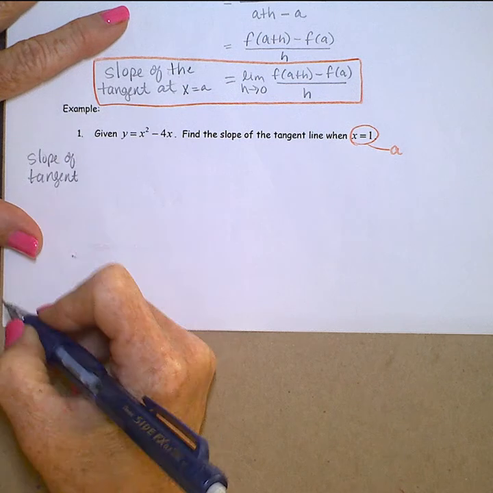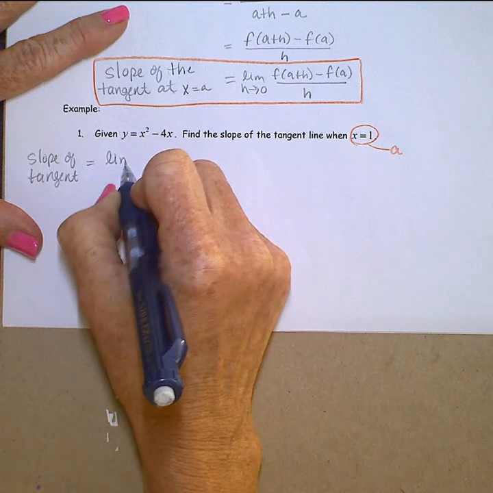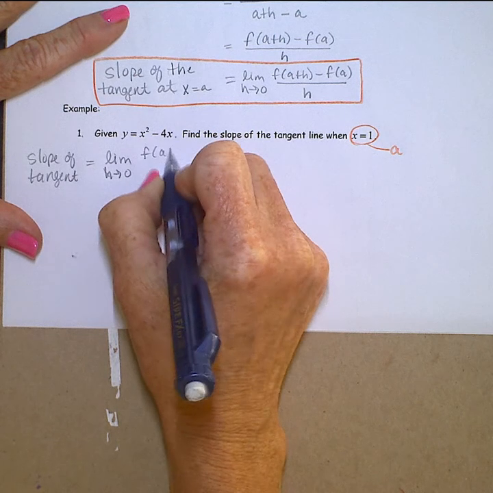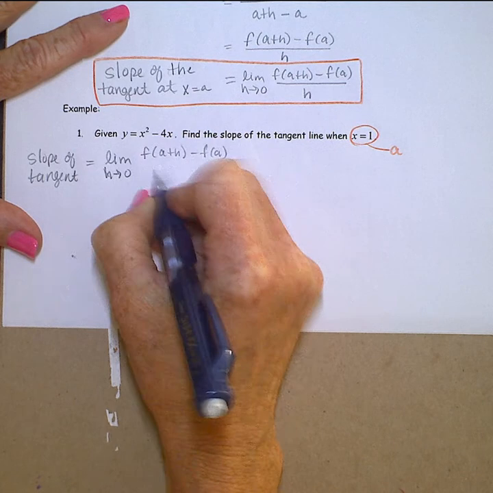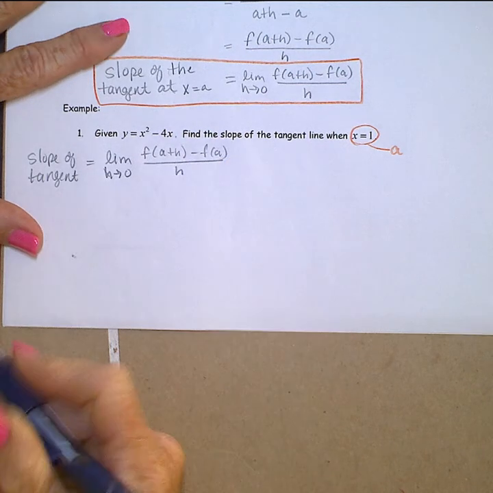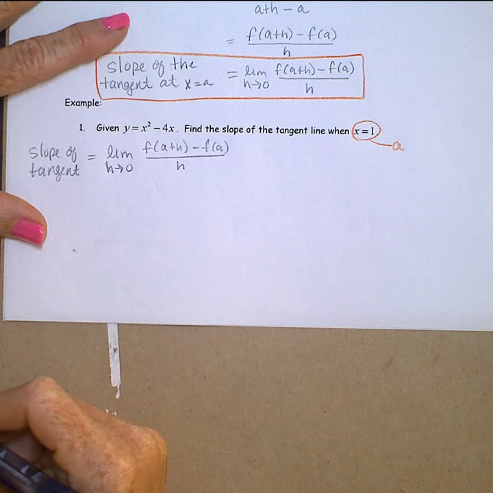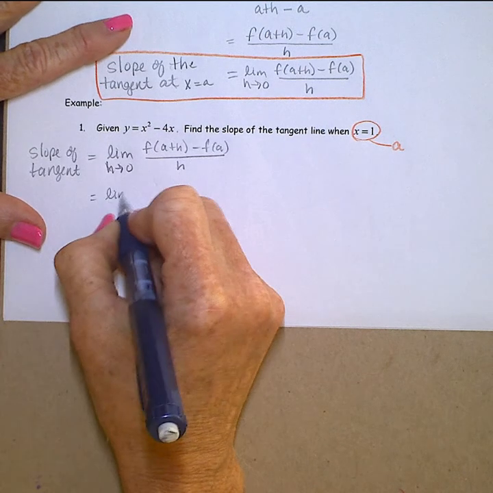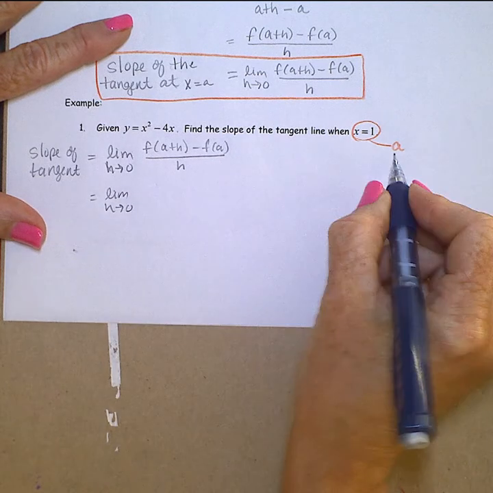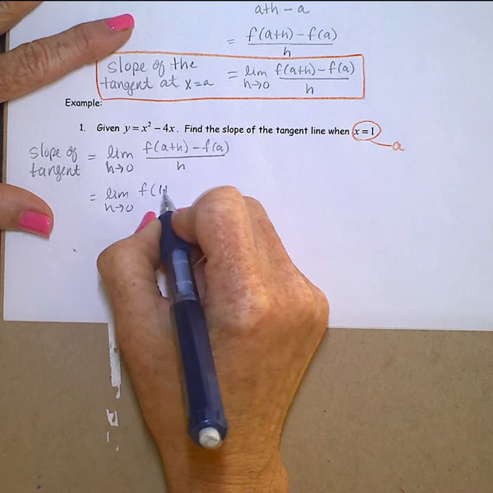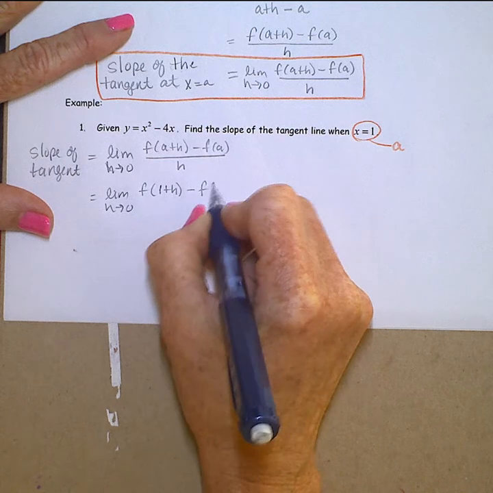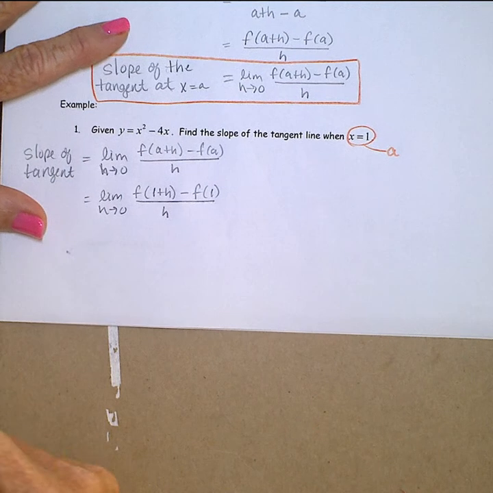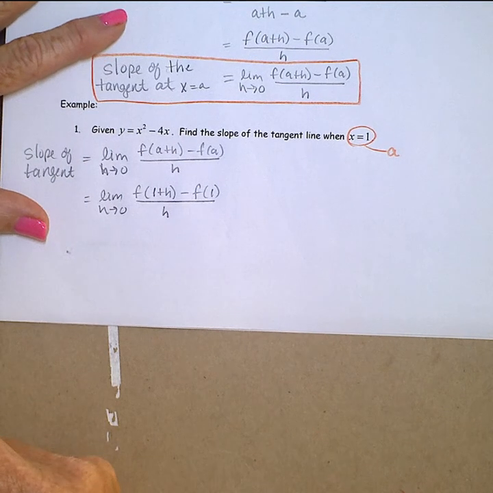Okay, the slope of the tangent is going to be the limit as h approaches 0, f of a plus h minus f of a all over h. I just wrote the formula. Now I'm going to substitute in. We know that a is 1, so f of 1 plus h minus f of 1 all over h. Okay?